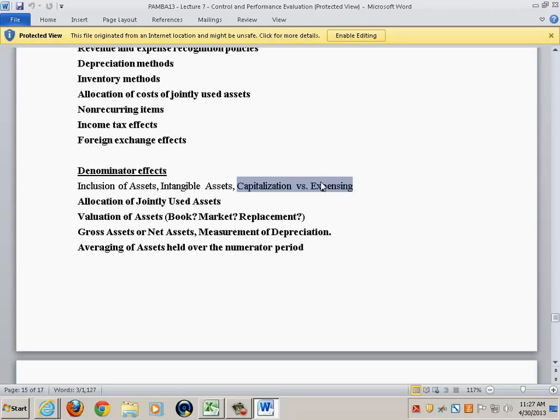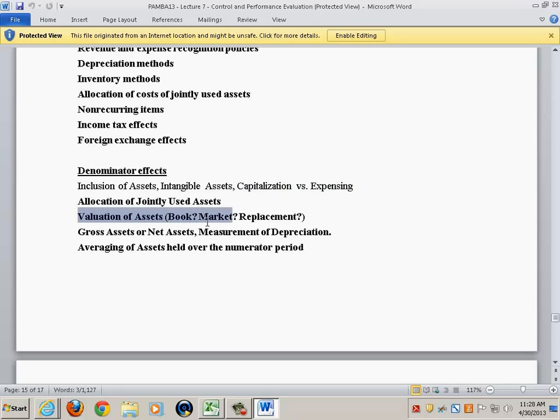Now we know that GAAP usually requires that such expenses as R&D, advertising and training would be expensed in the period that they are incurred and not capitalized. But we're talking here about measuring performance for internal reporting, and therefore we are not bound by GAAP. So if we feel that it's better that we capitalize such expenses, we're free to do that. So it's our choice. Allocation of jointly used assets, if you talk about return on investment of investment units within the organization.